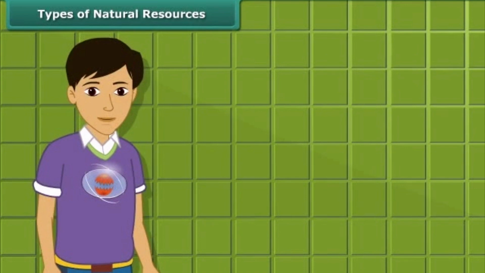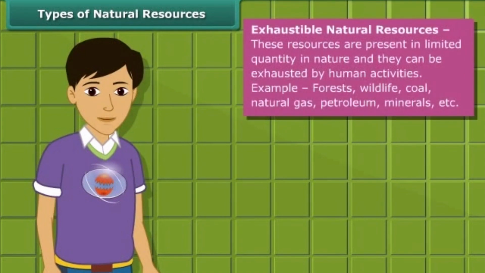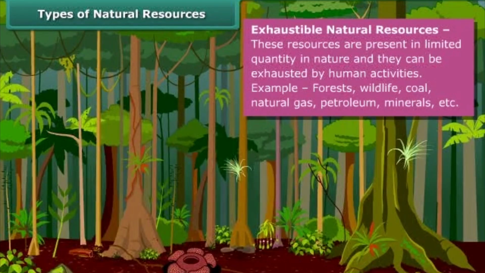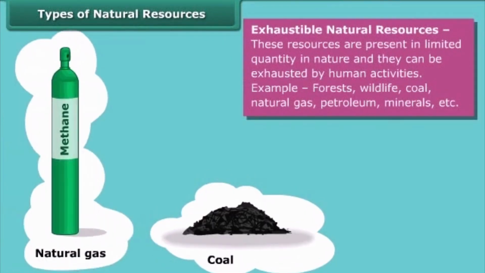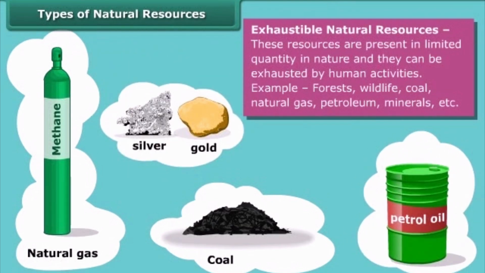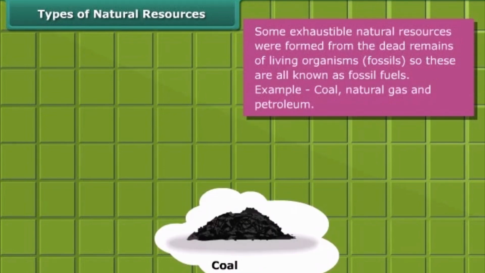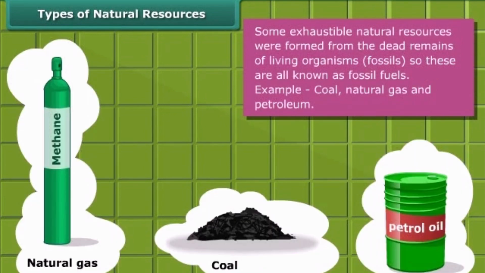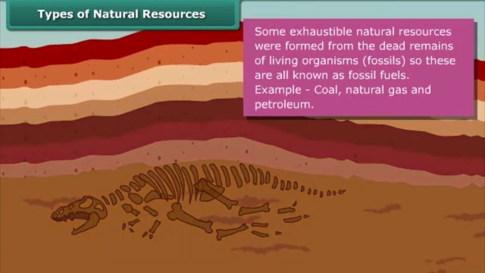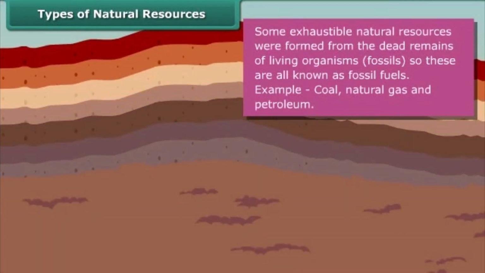On the other side, the amount of exhaustible resources is limited and they can be exhausted by human activities and consumption. Forests, wildlife, coal, natural gas, petroleum, minerals are the examples of these resources. Do you know that some exhaustible resources like coal, natural gas and petroleum were formed from the dead remains of living organisms called fossils, and hence these are also known as fossil fuels.